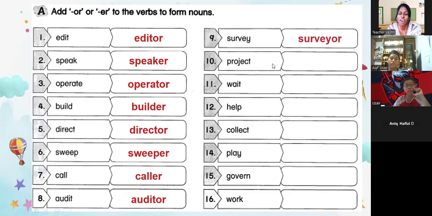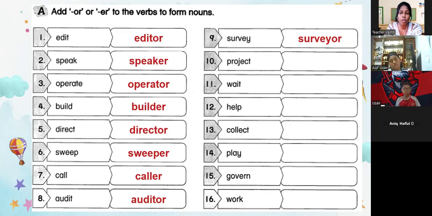Survey is OR. Okay, sometimes, as I told you earlier, not all words ending like that can be put into the song, because some of them need ER added, and some of them need OR added. So you have to read lots of words. But that was just a clue. The song is just a small clue.